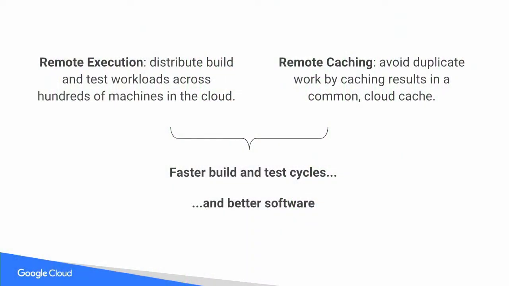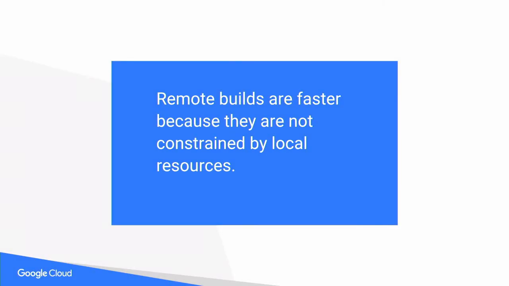So technically, remote execution and remote caching are two different things, related things, but different. Remote execution allows you to distribute your build and test actions across potentially hundreds of cores across the cloud, whereas remote caching allows you to avoid doing the same work twice, whether that's the same developer trying to build the same thing twice, or your CI system that's already built something, and then you sync that to your local tree and you want to build it. That all exists in this remote cache in the cloud, and you can just pull down the results. And when you put them together, they lead to faster build and test cycles and overall better software.